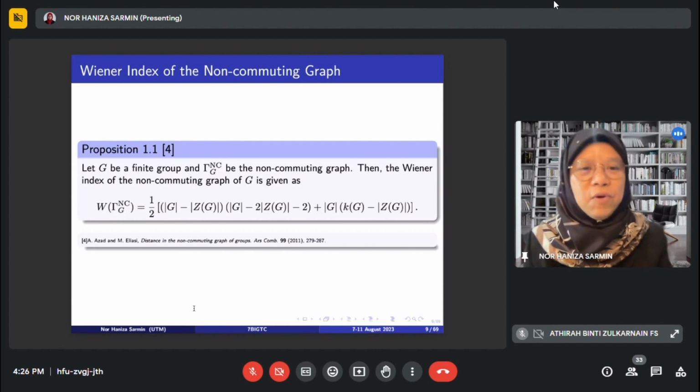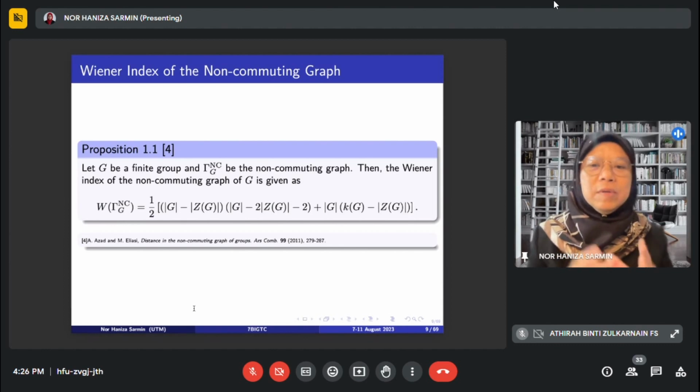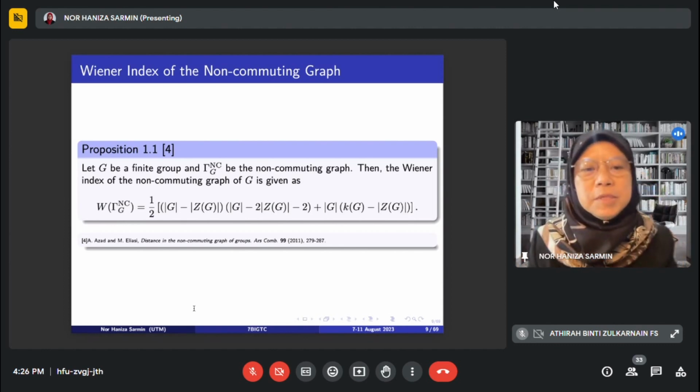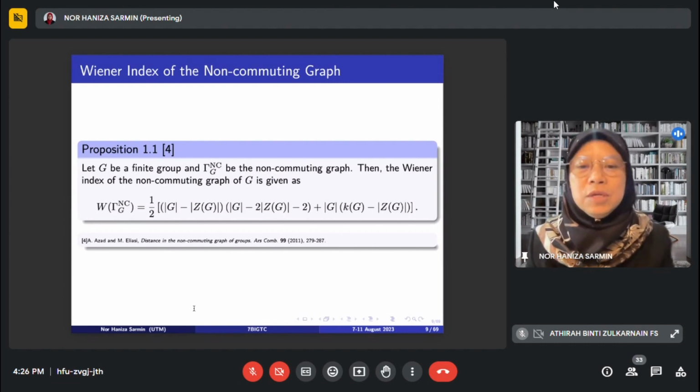Half of the product of, you can see, the order of G subtracting the center, which has something to do with the definition of the commuting graph, and also the conjugacy classes. So you need to find the number of conjugacy classes and also the center of the group.